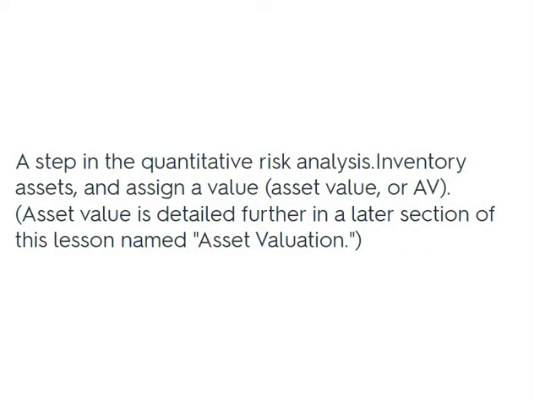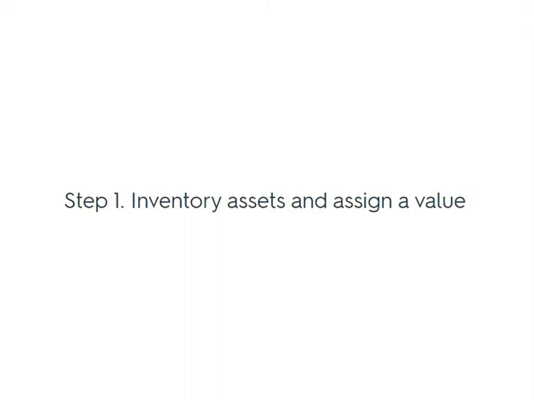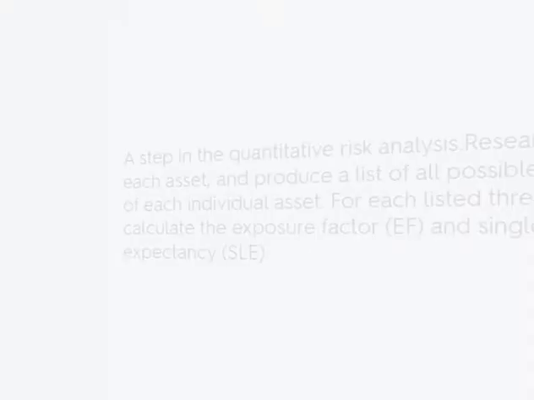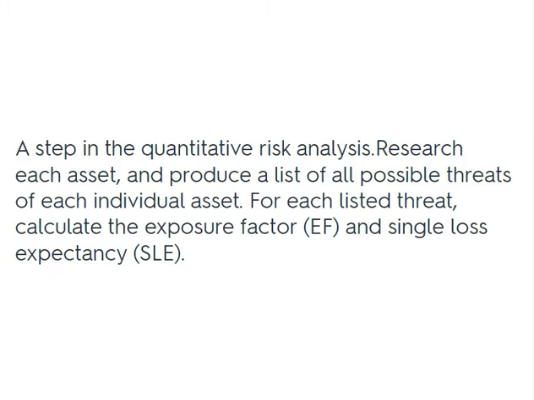A step in the quantitative risk analysis: inventory assets and assign a value. Step 1. Inventory assets and assign a value. A step in the quantitative risk analysis: research countermeasures for each threat and then calculate the changes to ARO and ALE based on an applied countermeasure. Step 5. Research countermeasures. A step in the quantitative risk analysis: research each asset and produce a list of all possible threats of each individual asset.